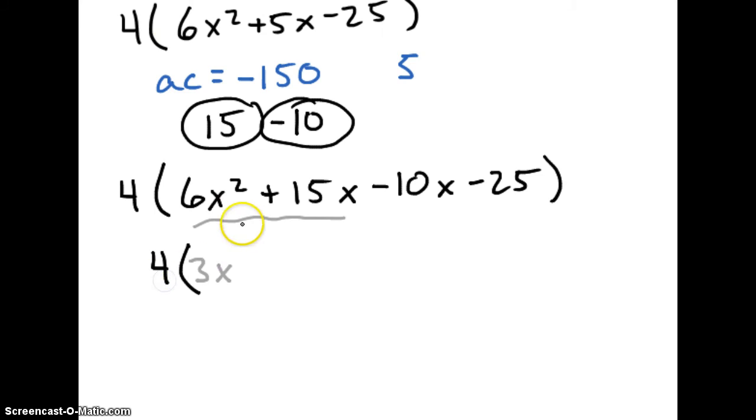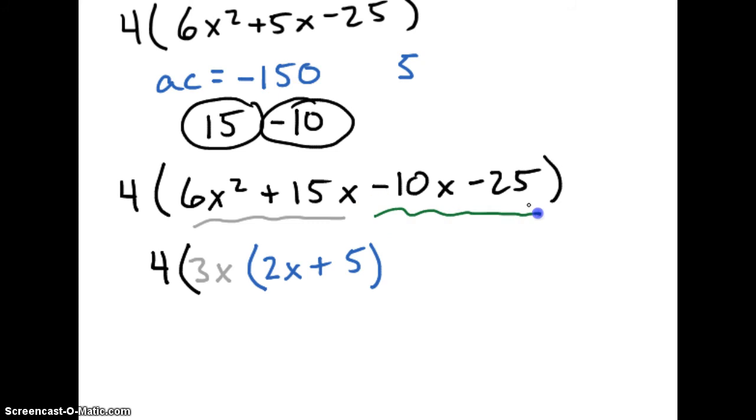And I can't forget about this 4 on the outside. Now what's left over? I've got 6x squared. To get from 3x to 6x squared, I would have to multiply by 2x. If I multiply these two, that gives me 6x squared. And this will be plus 5. If I take 3x times 5, I'll get a 15x.